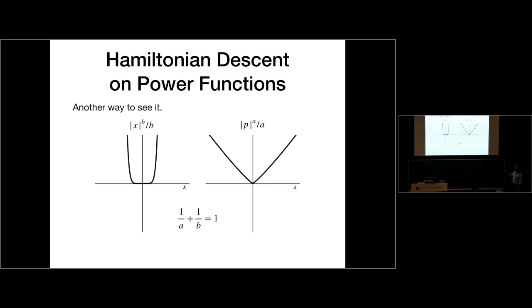And if you ask what is the kinetic energy that exactly balances those two concerns, it's the one whose power satisfies this equality: 1 over A plus 1 over B is equal to 1. If you've taken math and you're noticing something like Hölder's inequality or the Fenchel-Young inequality, that is absolutely not an accident.